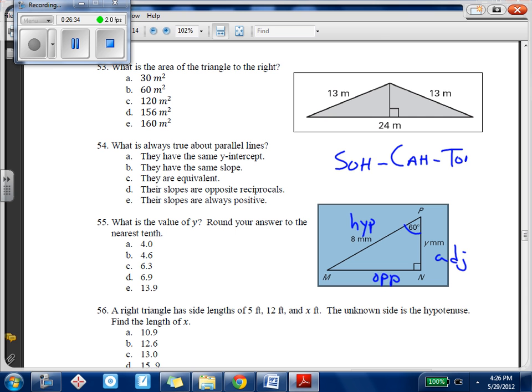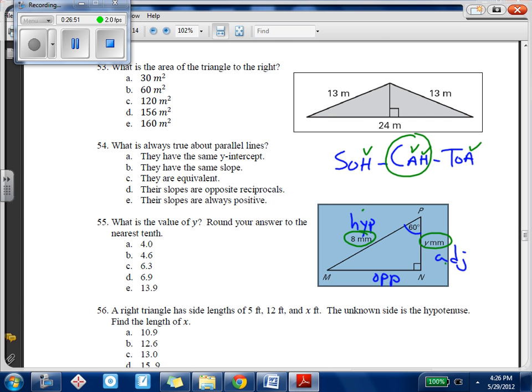SOHCAHTOA. The parts that we care about, we're given the 8. We want to find the y. So that's the hypotenuse and the adjacent. Hypotenuse is here and here. Adjacent is here and here. So which one do we need to use? We need to use the cosine.